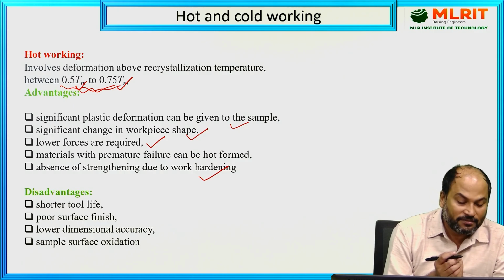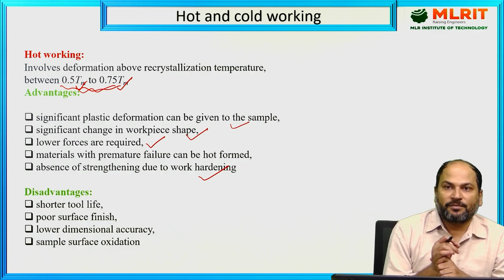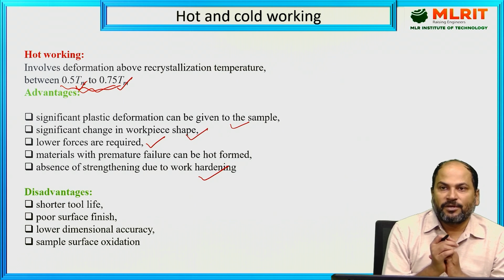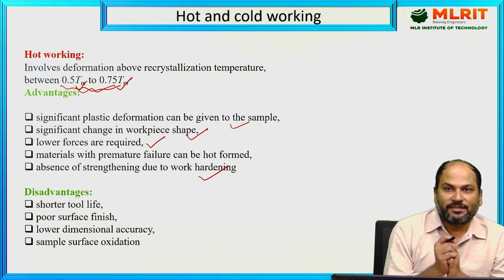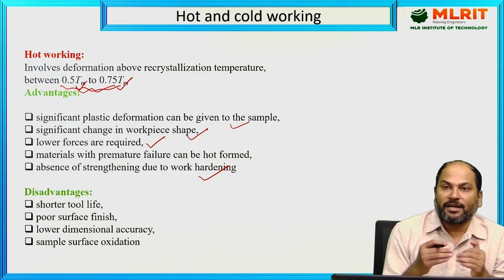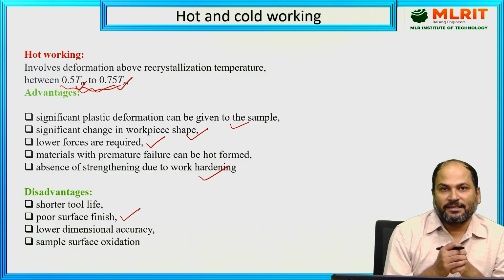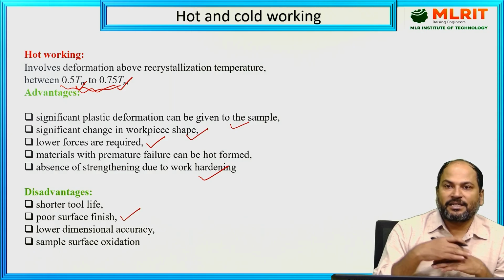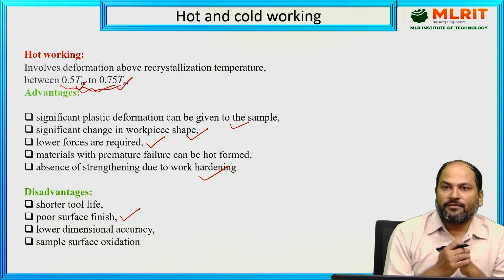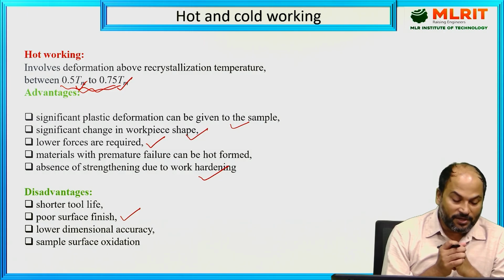What are the disadvantages? Short life. Yes, definitely. There will be a short life of the workpiece, because at high temperature, everybody knows the properties of the material decrease. So obviously, wherever it is used as an element in whatever application, the life will be less. Another one is bad surface finish. As I said at the start, if the material temperature is high, scale formation and oxidation are very difficult to control. And if scale is formed, the surface will become rough.